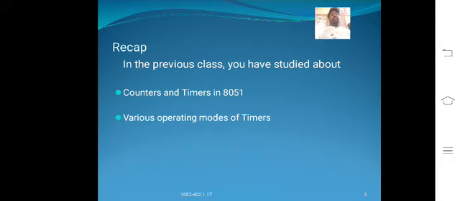Recap. In the previous class, you studied the counters and timers in the 8051 and the various operating modes of the timers. We also discussed the functional block diagram of the 8051, the memory organization, the register structure of the 8051, and the pin configuration of the 8051 microcontroller.